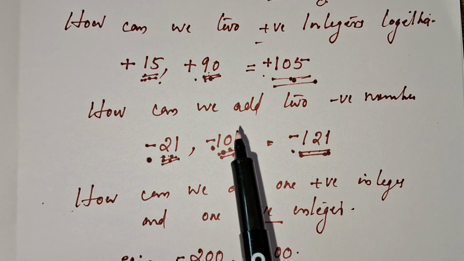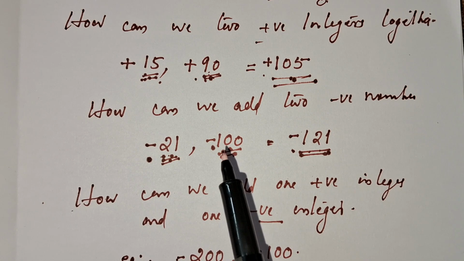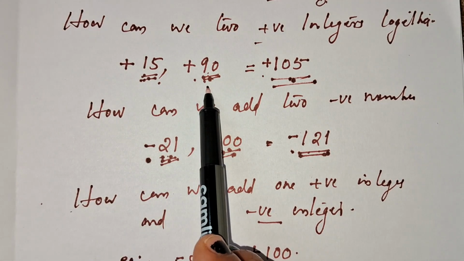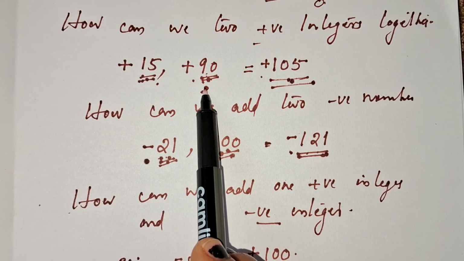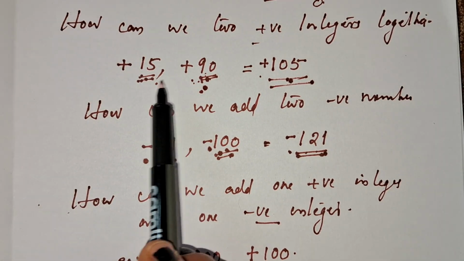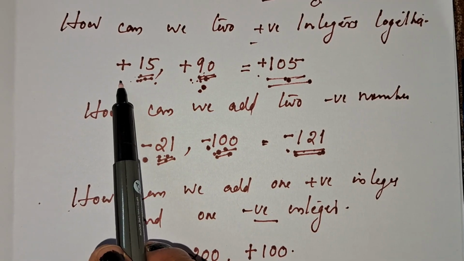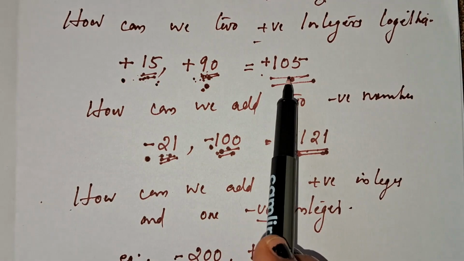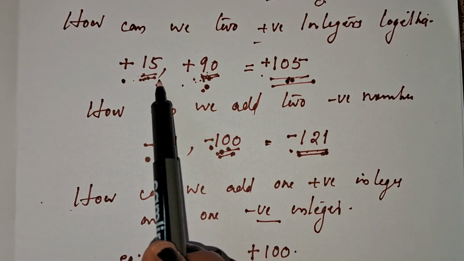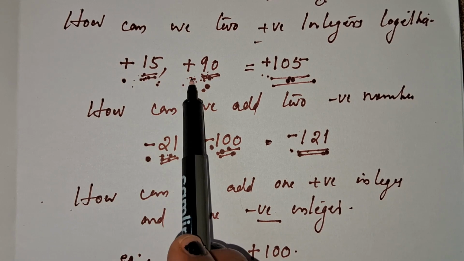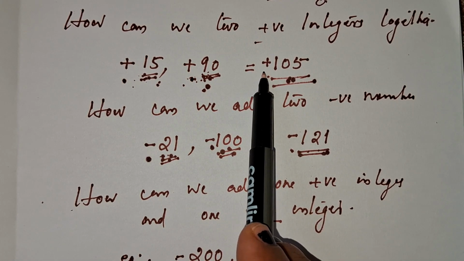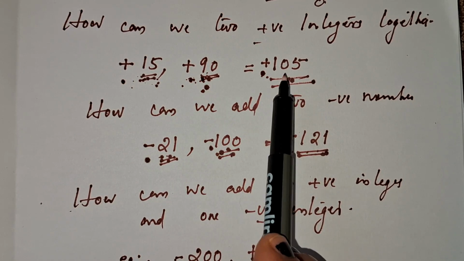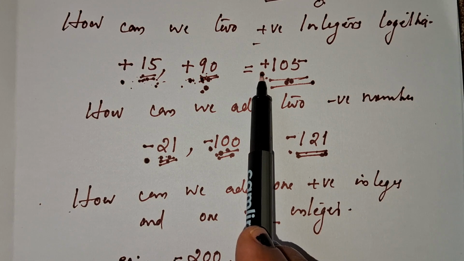How can we add two positive integers together? Here is one example, the numbers are plus 15 and plus 90. How can we add this? First add the numbers together, because these two numbers have a positive sign. You get 90 plus 15, 105. Then put the positive sign. Here two numbers have a positive sign, so here also a positive sign. So if two numbers have a positive sign, add the numbers together, then put the positive sign.